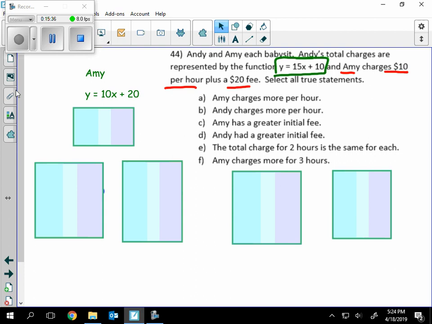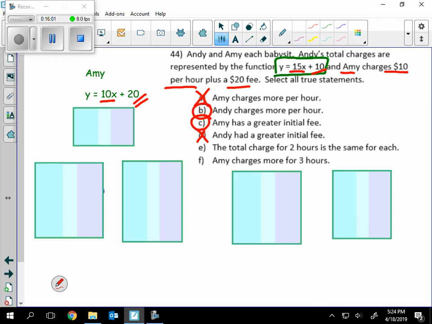Amy charges more per hour. So her rate is 10, his rate is 15. No, Andy charges more per hour. Amy has a greater initial fee. Well, her initial fee is 20, his is 10, so yes, 20 is bigger than 10. Andy has the greater initial fee. No, we just said Amy does.